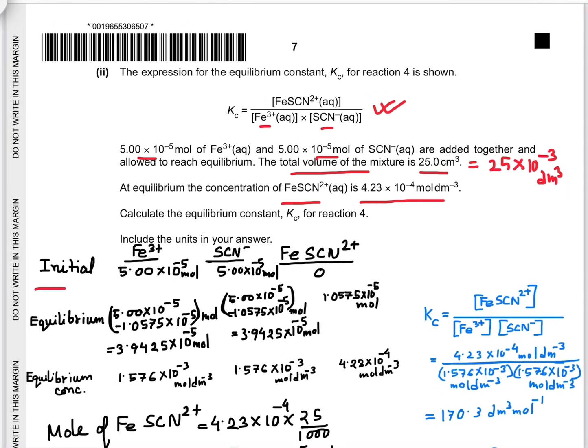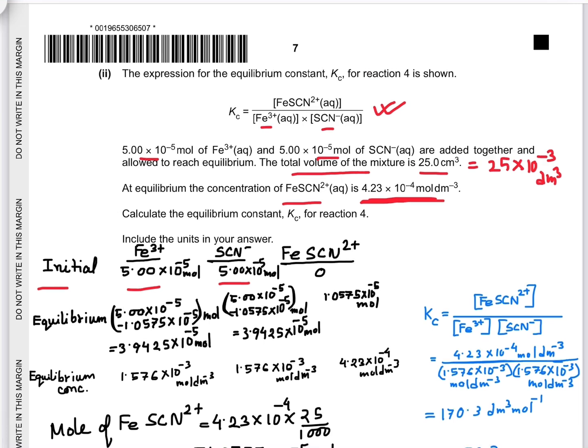Initially, the mole of ferric ion is given. For ferric and thiocyanate, the number of mole is the same, which is 5 × 10^-5. And initially, the number of mole of the product will be 0. When the reaction reaches equilibrium, what will happen? It will give 4.23 × 10^-4 mole per decimeter cube of the product.